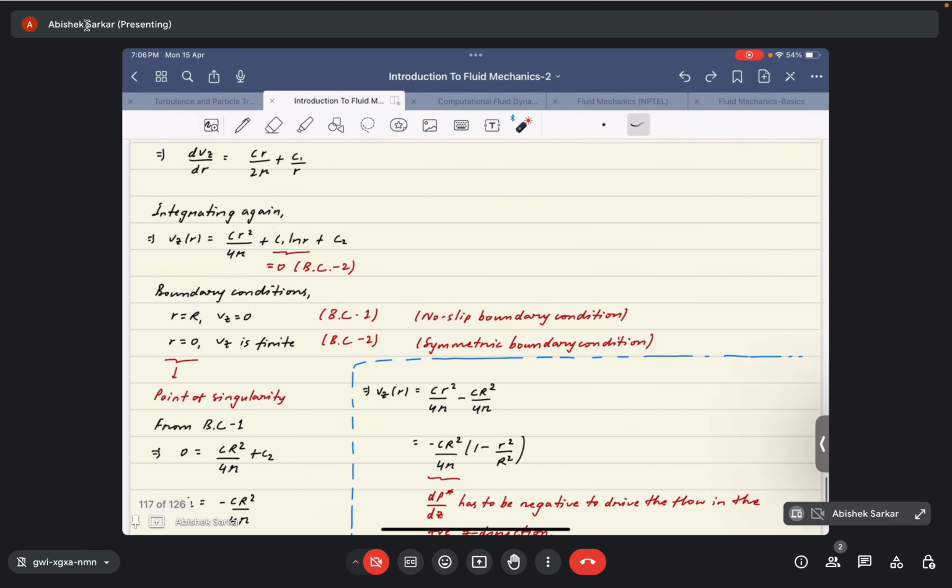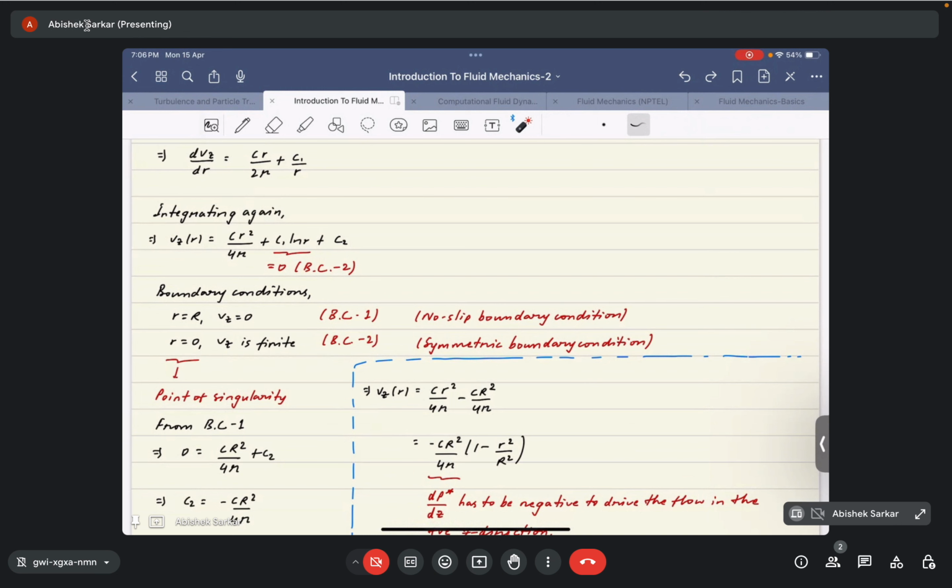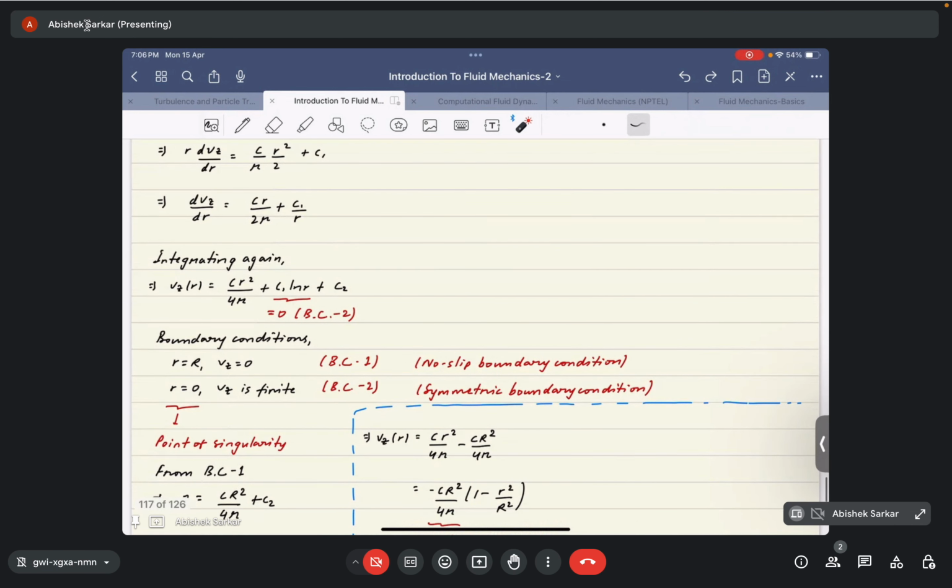Now we have two boundary conditions, because this is second order in r, so we need two boundary conditions to solve this equation. At r equal to capital R, we have vz equal to 0 because of the no slip boundary condition, and moreover at r equal to 0, vz is finite. Vz has to be finite at radius equal to 0, which gives us the symmetric boundary condition. Imposing the second boundary condition, c1 ln r must not blow up, so c1 will be equal to 0.